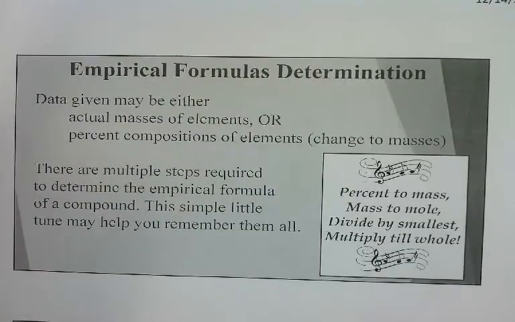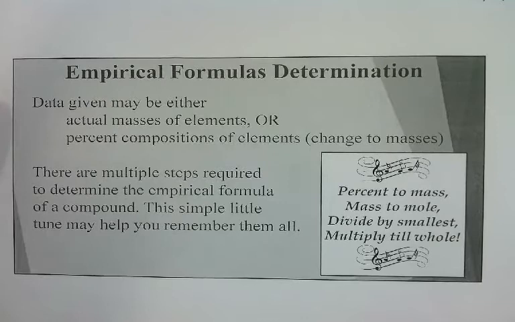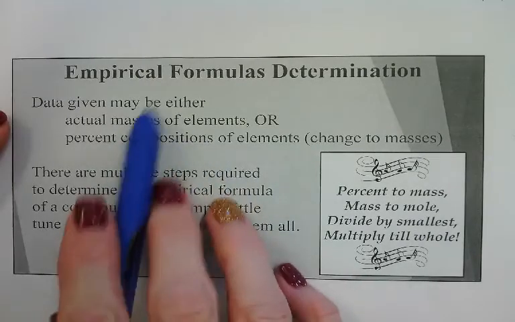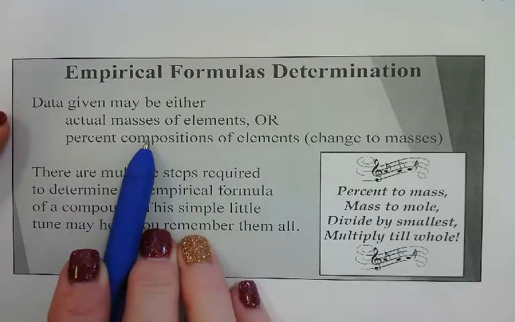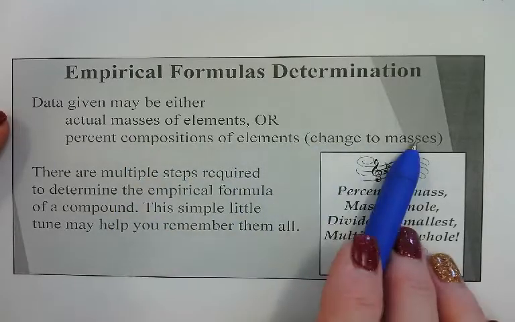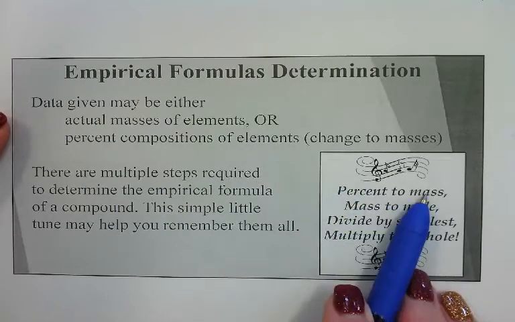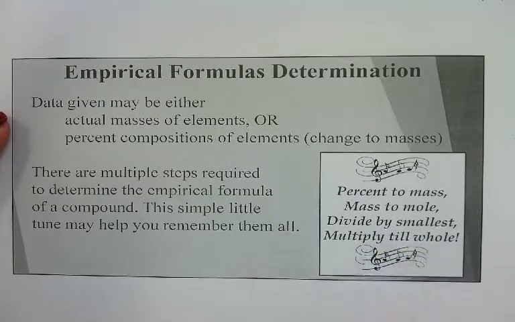We're going to learn how to calculate both, but it takes a whole lot of steps. So we've got this neat little rhyme here that helps us to remember how to calculate an empirical formula. And you know what? You've got to memorize a lot of things, and this is just something that you really need to memorize. Your data may be given as either a mass, an actual mass of the element, or percent composition of the elements, and then you just have to change it into mass. We need mass, though. So the rhyme goes, percent to mass, mass to mole, divide by smallest, multiply till whole.